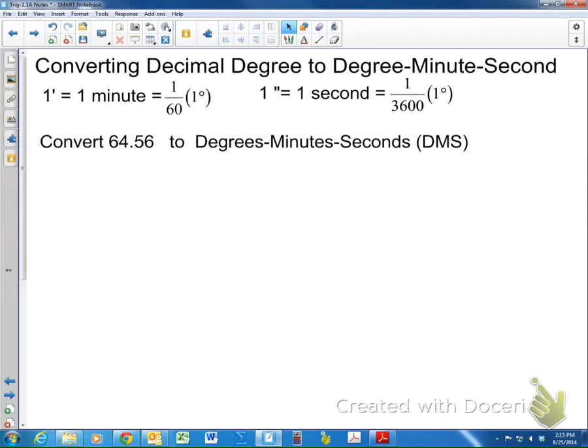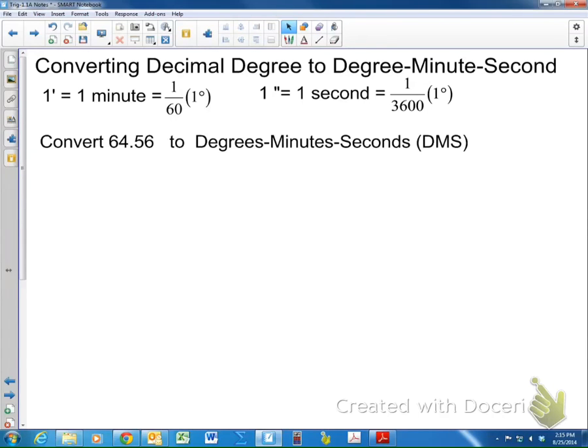When you go through there, you're going to learn that 1 minute is 1/60th of a degree, so there's 60 minutes in a degree. And 1 second is 1/3600th of a degree. So there's 60 seconds in a minute, and then since there's 60 minutes in a degree, that's 60 times 60. That's where the 3600 comes in. So let's start with doing a conversion.